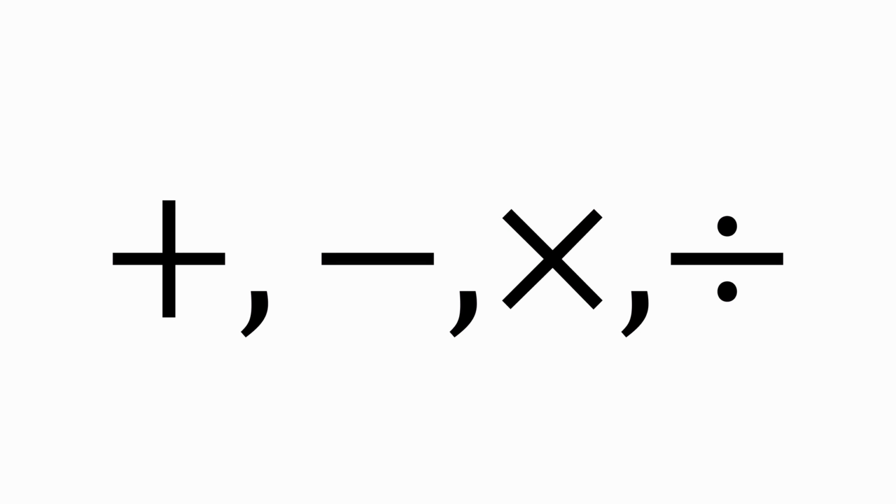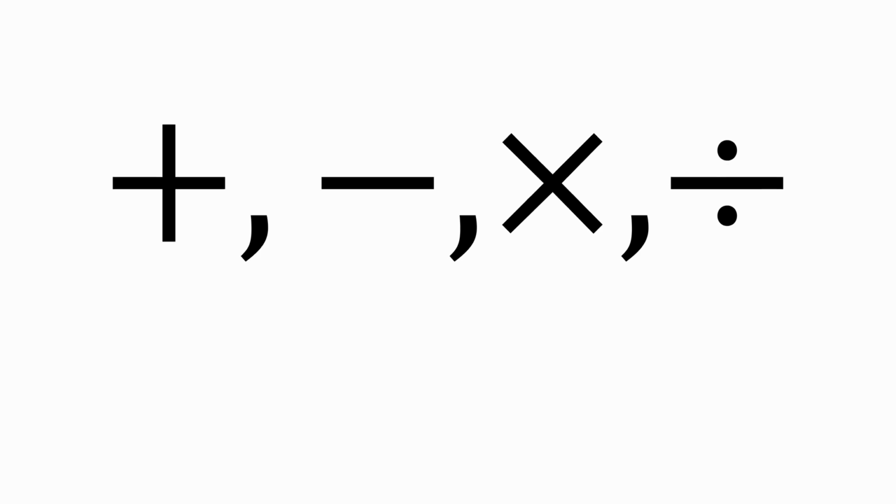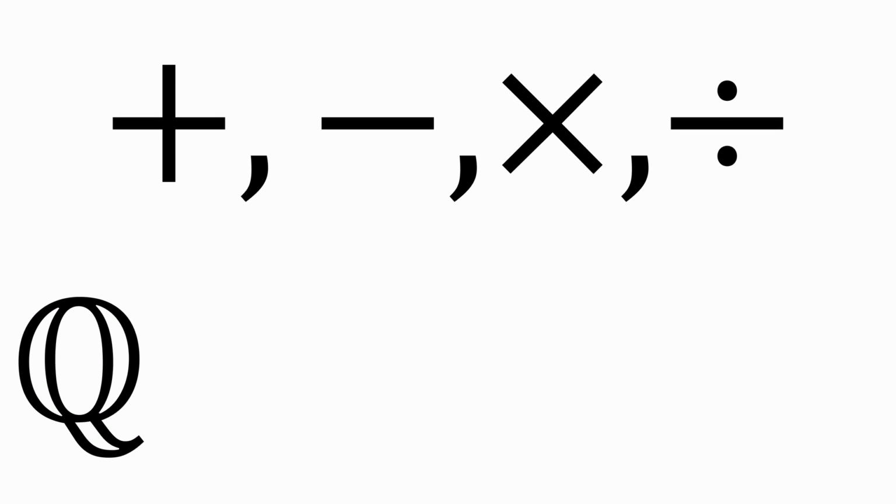A field is just a set of objects where you can add, subtract, multiply, or divide any two elements and end up with another element of that set, with the one exception that you don't need to be able to divide by zero. For example, the set of rational numbers is a field. We denote the set of rational numbers as Q for quotient, which is another word for division.